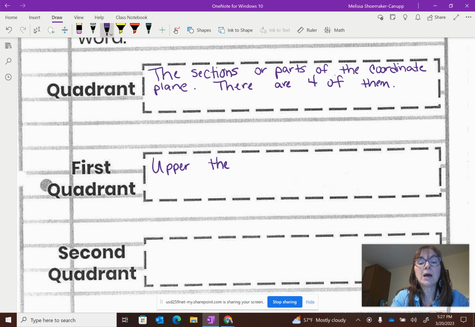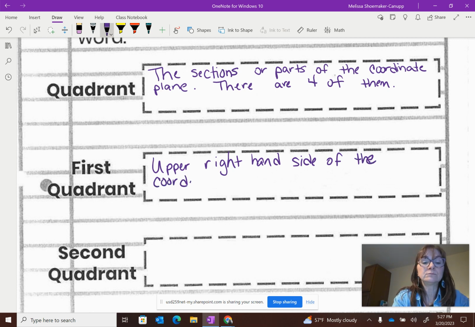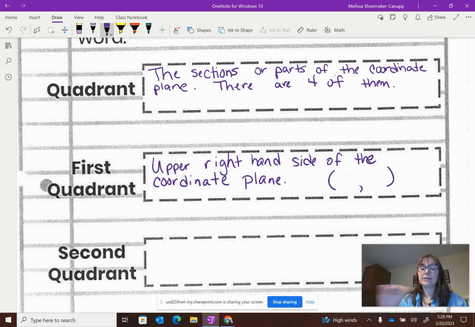The first quadrant is the upper right hand side of the coordinate plane. So when we're looking at coordinates for this, remember those coordinates are the parentheses. The first number is the x, the left and right. The second number is the y, up and down. Both numbers would be positive.